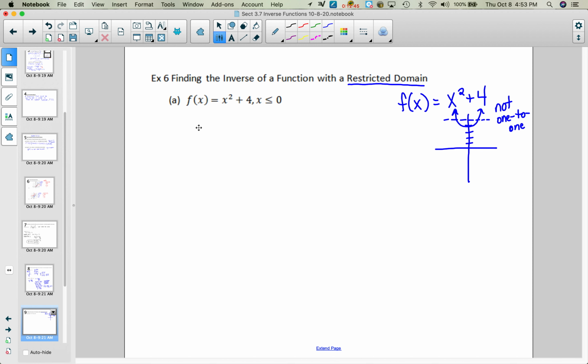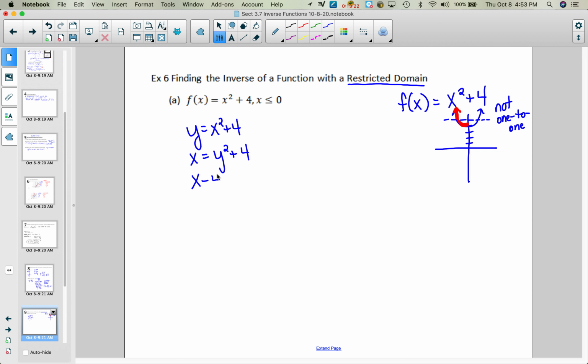So that's kind of what they did on this problem by restricting it just to the x less than or equal to 0. So basically it's saying, okay, we're just going to look at this part of it. So notice if I only looked at that part, then it would be one-to-one if I'm just looking at that restricted part. So that's what we're going to do. So I'm still going to approach the problem the same way. So I'm going to say y equals x squared plus 4. I'm still going to swap x and y. And now I'm going to solve this.